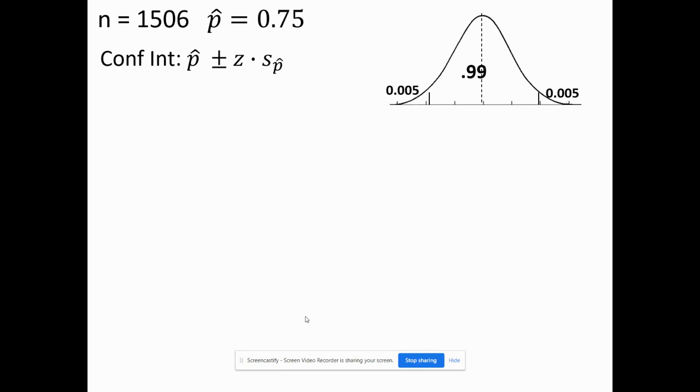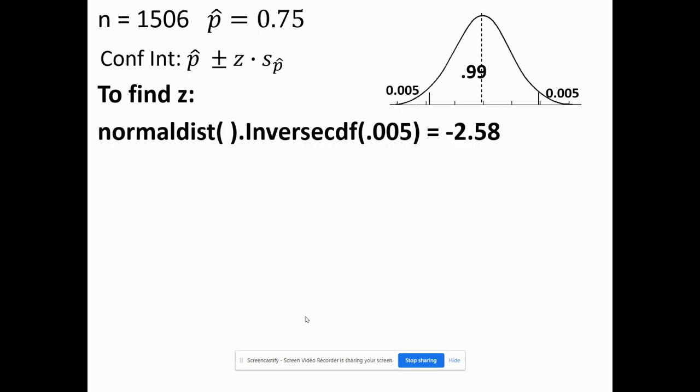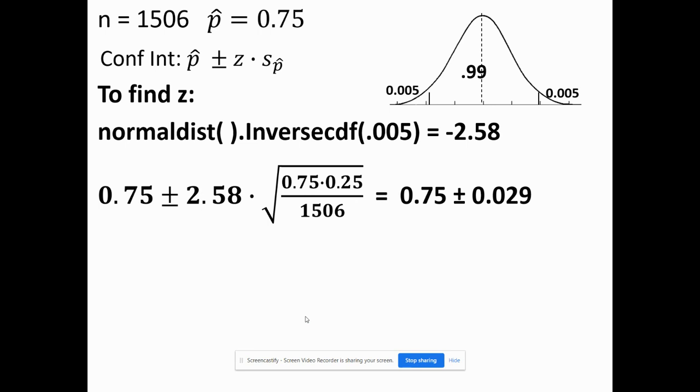So we draw our picture and note that there is 0.005 worth of area in each tail. And using Desmos, we can find a z-score of 2.58, or you could use inverse norm choice 3 on a graphing calculator. And so our point estimate, p-hat, is 0.75 plus or minus 2.58 times the square root of 0.75 times 0.25 over 1,506. Remember that p-hat plus q-hat has to equal 1.